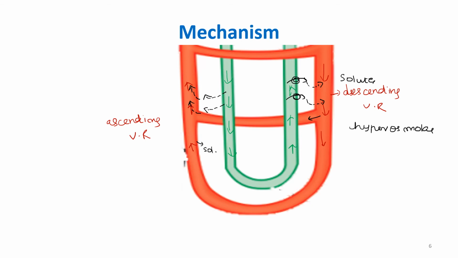And what about the ascending vasa recta? Here you can see that there is entry of water. So here the ascending vasa recta will become less and less hyperosmolar. So actually, even though there is diffusion of solute as well as water, because of its peculiar U-shape, the solutes and the water are actually present inside the interstitium itself. There is not much exchange that is taking place.